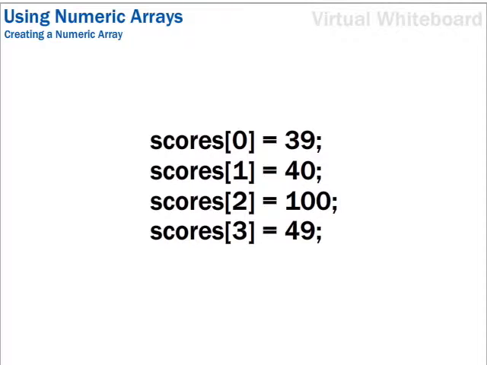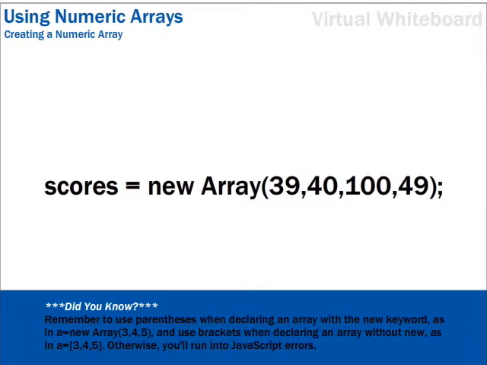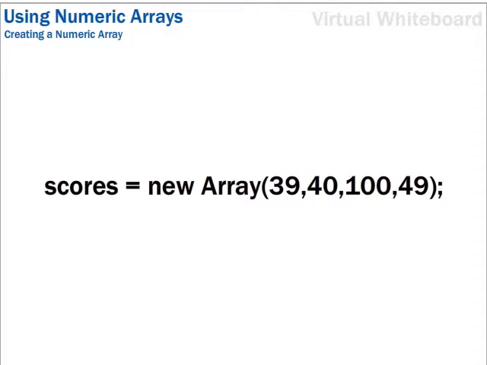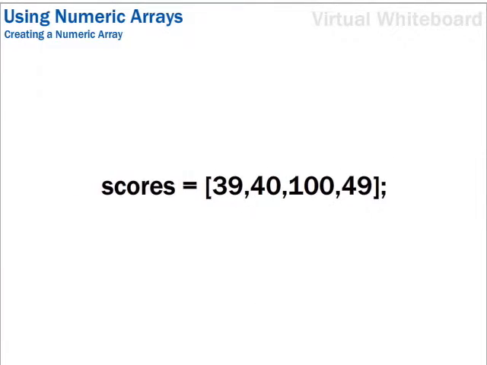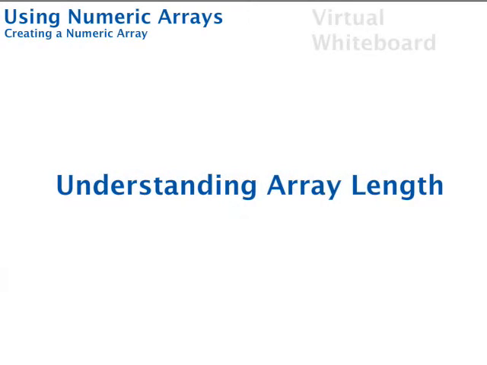You can also declare an array and specify values for elements at the same time. This statement creates the same scores array in a single line. In JavaScript 1.2 and later, you can also use a shorthand syntax to declare an array and specify its contents. This statement is an alternative way to create the scores array.